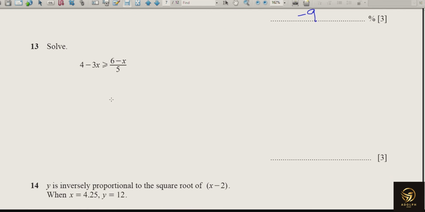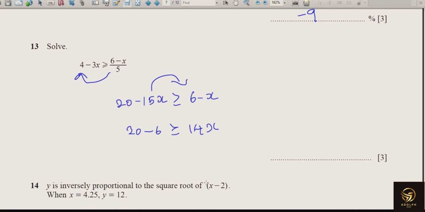Next question, we have to solve this inequality. If I bring this 5 to this side, it will become 20 minus 15x greater than or equal to 6 minus x. The bigger coefficient is minus x here, so I should move this minus 15x to that side. So 6 should come here. 20 minus 6 is greater than minus 15x will go that side. It is 15x. 15x minus x is going to be 14x. 20 minus 6 I should write as 14. So 14 greater than or equal to 14x.